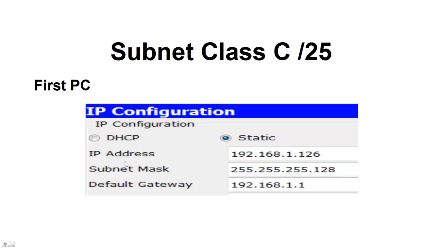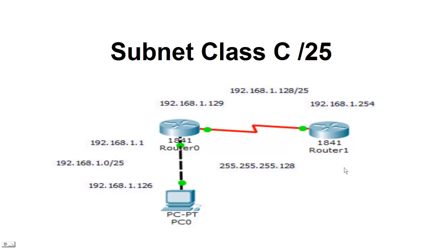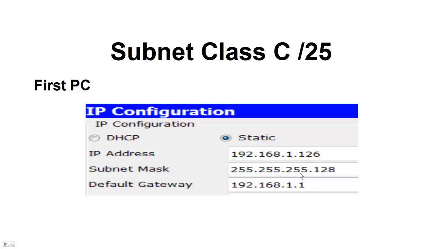So the first thing we're going to do is set up this first PC. We're going to assign it 192.168.1.126 for its IP address. Again, we'll use that subnet mask that we came up with, 255.255.255.128, and then our default gateway is that router port, 192.168.1.1.